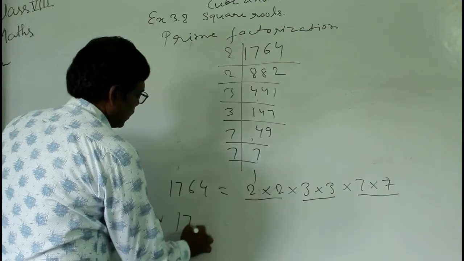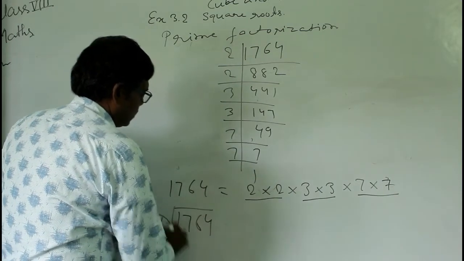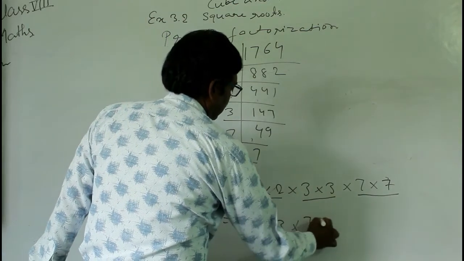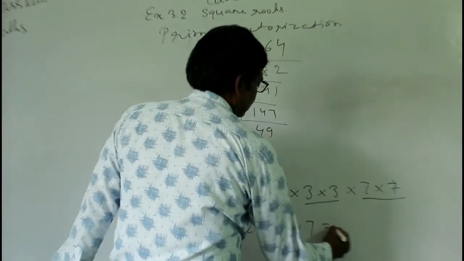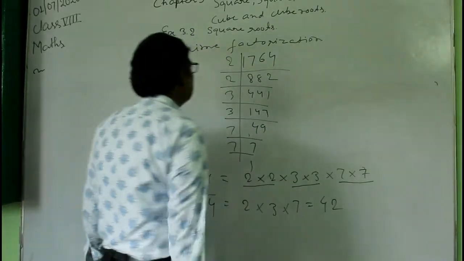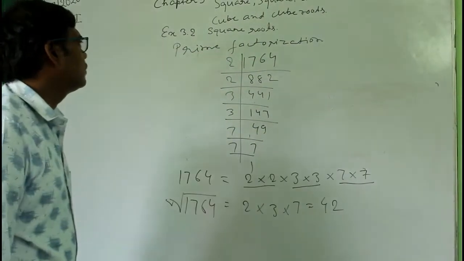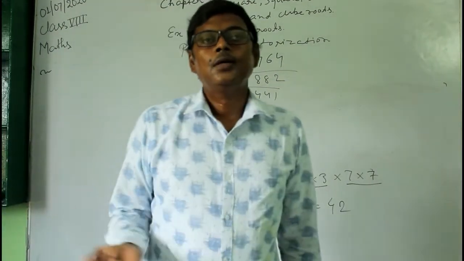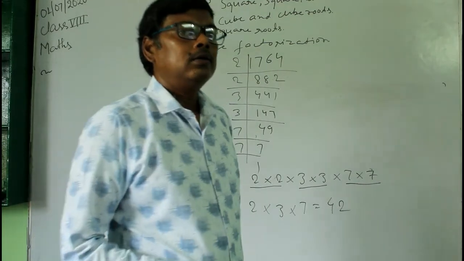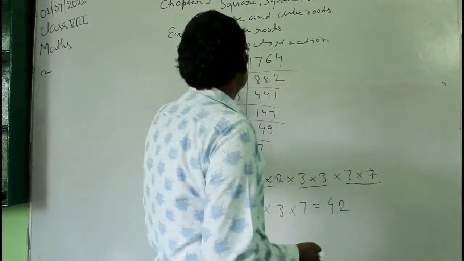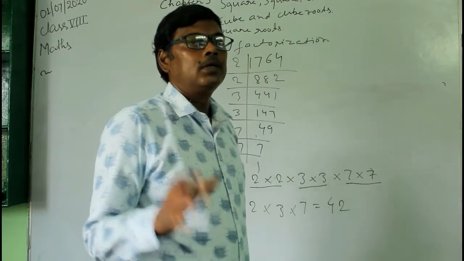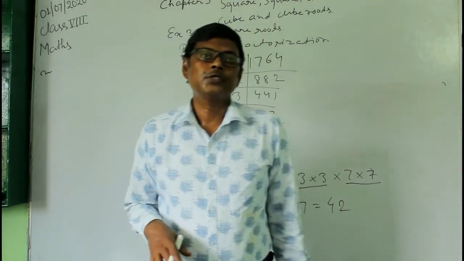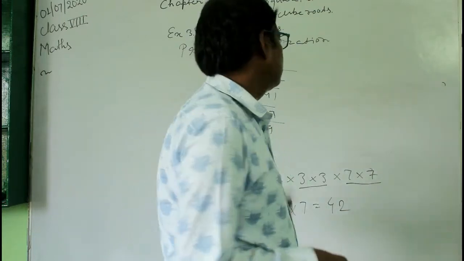So the square root of 1764 is equal to 2 into 3 into 7, that is 42. So this is the method of finding the square root, that is the prime factorization. In this method also you can find the square root of a given number. But this method is useful when the number given is a perfect square. If the number is not a perfect square, then you cannot find its square root by using this method.